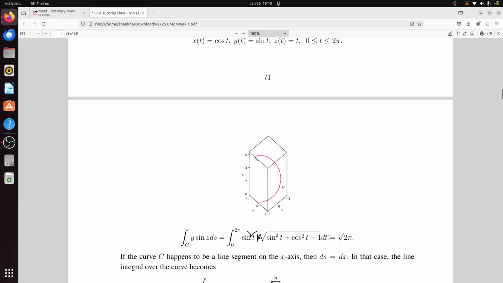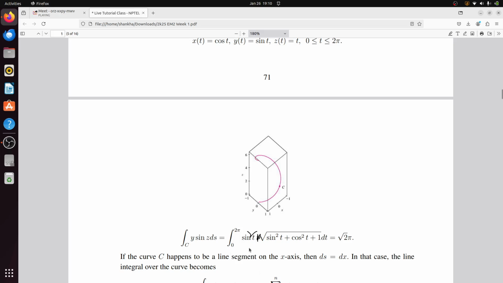And from sin square t dt, if you integrate it over 0 to 2 pi, sin square t को आपको रिप्लेस करना पड़ेगा. कैसे रिप्लेस करोगे? 1 minus cos 2t by 2. Very good. So 1 minus cos 2t by 2 होगा ना.